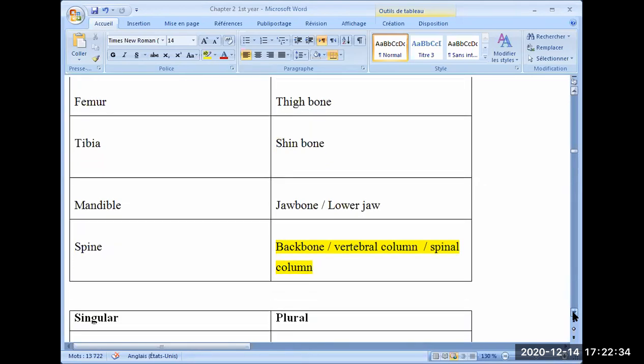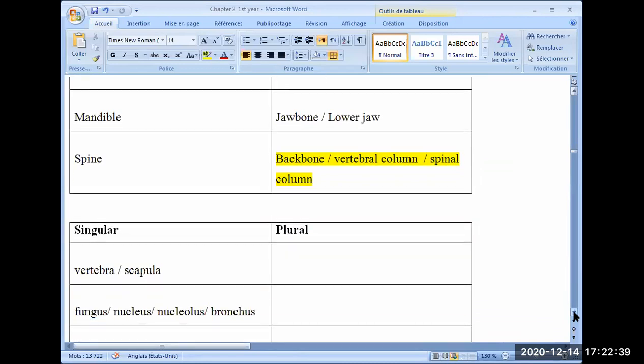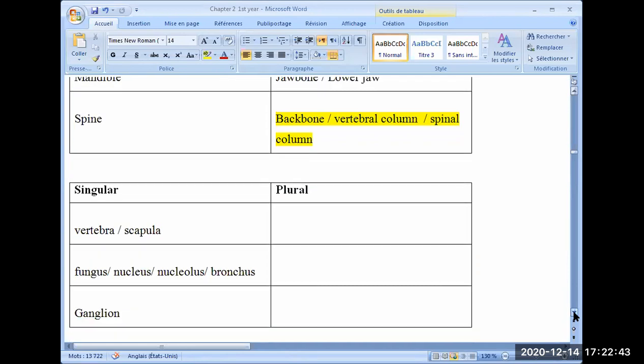Okay. In the lesson, we came across some plural forms. One vertebra, and one scapula, but the plural of vertebra is vertebrae. Which letter is added to A here? E. Okay, and one scapula and two scapulae. Can I say scapulas? Yes, we can.